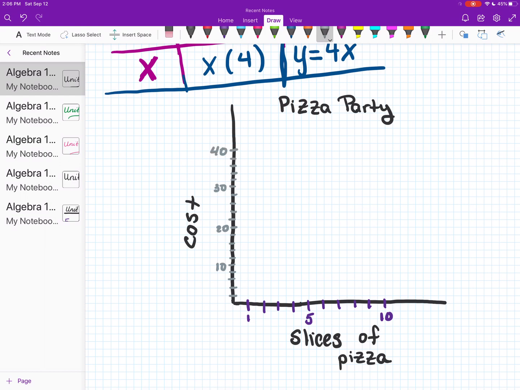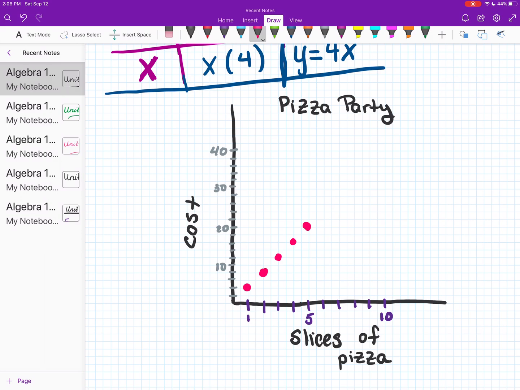Okay, notice how I did that. I kind of went through and I marked. I had to figure out what I was going to count by. So now I'm going to put some dots on there. For one piece of pizza, it's $4. For 2 slices of pizza, it's $8. For 3 slices of pizza, it's $12. For 4 slices of pizza, $16. For 5, let me follow the line up, $20. And you notice I can keep going.